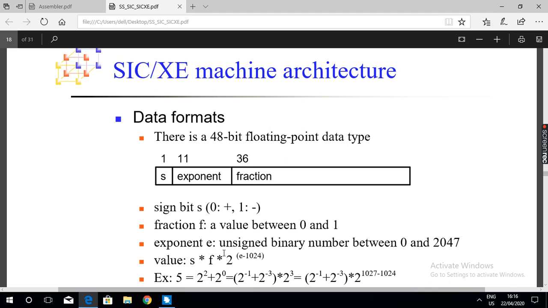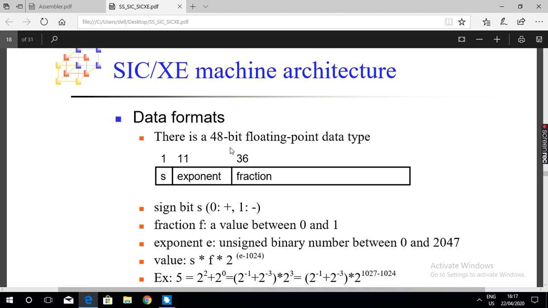Character is stored as an 8-bit ASCII equivalent. Negative value is stored as a 2's complement of a number, 24-bit, right? To store floating point value, there is a 48-bit floating point register whose format is like this.